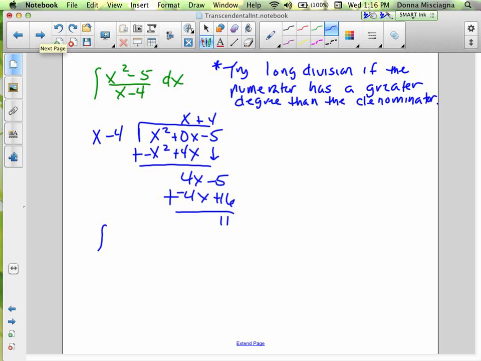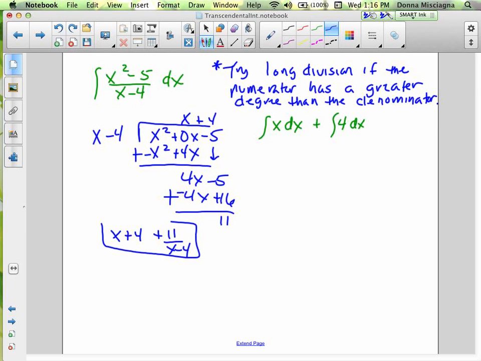All we've done is rewrite the integral. I'm going to put that over here, so I'm not writing at the bottom. Here's the new rewritten integral. I'll put it in green like the other one. The new rewritten integral is, and I'm going to separate this, the integral of x dx plus the integral of 4 dx. So I'll write the quotient here: x plus 4 plus 11 divided by x minus 4. So this is the quotient, and now we're going to make that our integral right over here.